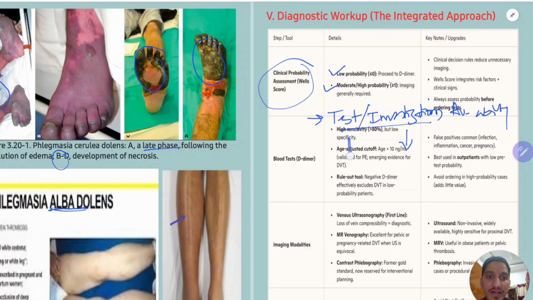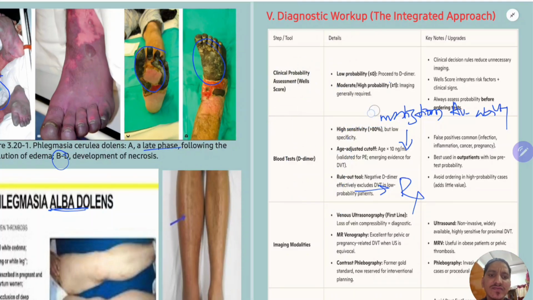But if these tests are not available and your clinical suspicion by Wells score is moderate to high, you will go directly for treatment of DVT. If you don't have the availability, then thereafter you can confirm the DVT by tests and investigations whenever you get access to that. Okay. So that's a brief and very good summary of the diagnosis of this.